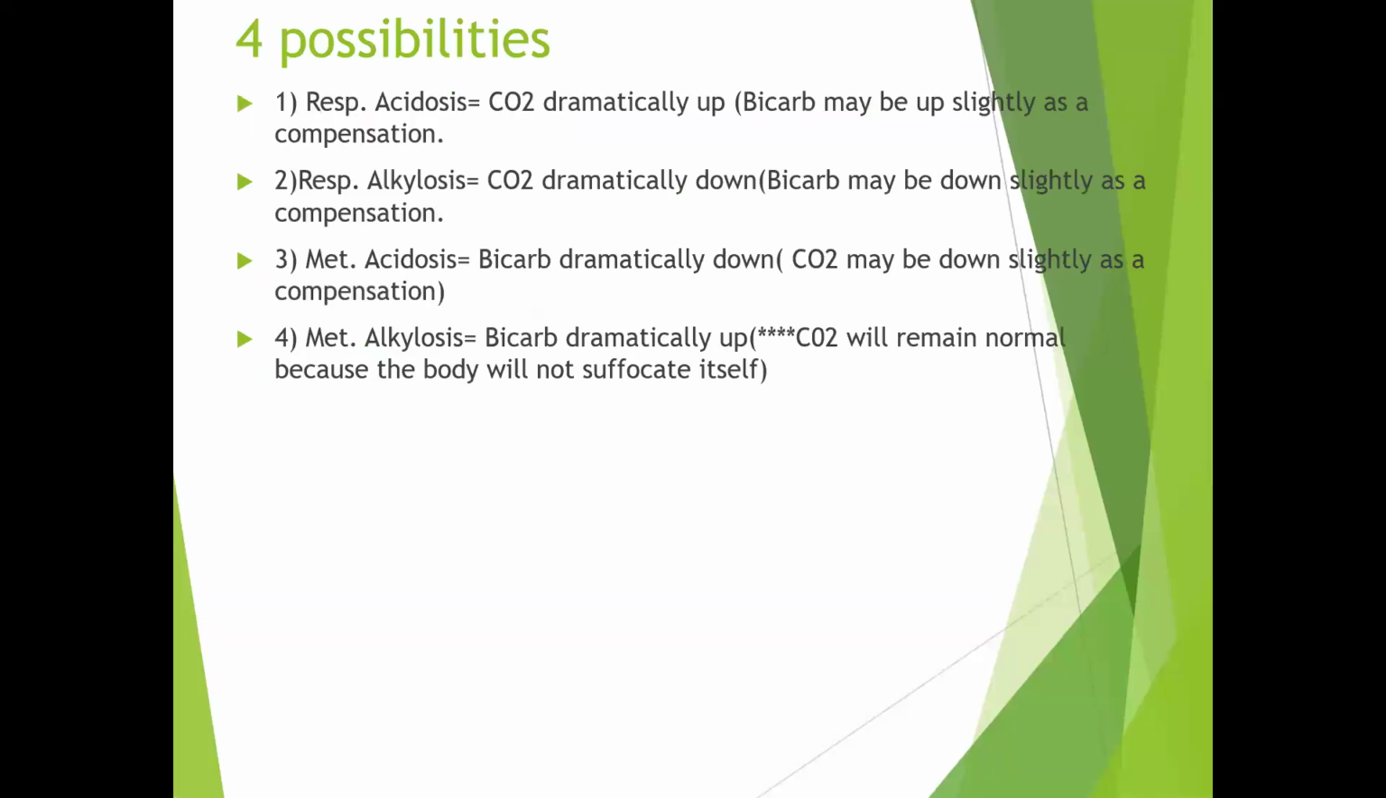So, four possibilities, just to simplify things. Respiratory acidosis: the CO2 will be dramatically up. The bicarb may go up a little, because what is the body attempting to do? Compensate. Was it successful? We don't know. Could it be an attempt but not successful? Yeah, uncompensated. There's the attempt, I see it didn't work. Could it be partial? Yeah. Could it be full? Yes. How do we know? Look at the pH. If the pH is back to 7.4, it worked. If the pH is still at 7.2, it didn't work. That's where my intuition comes into play.